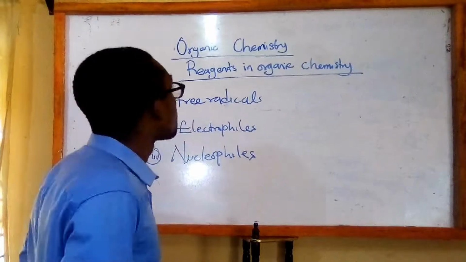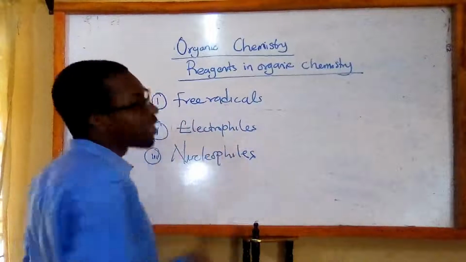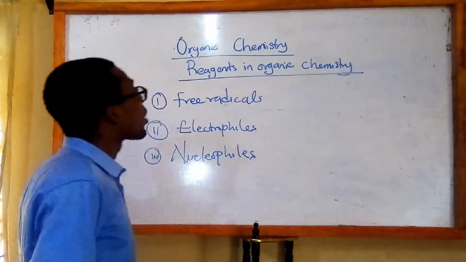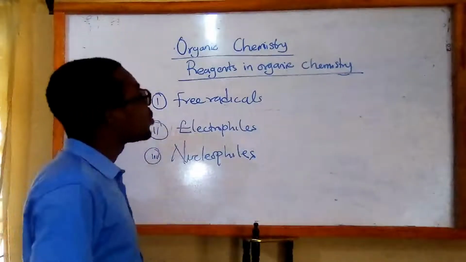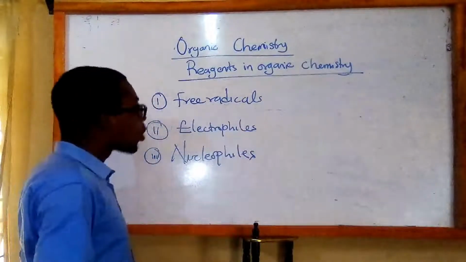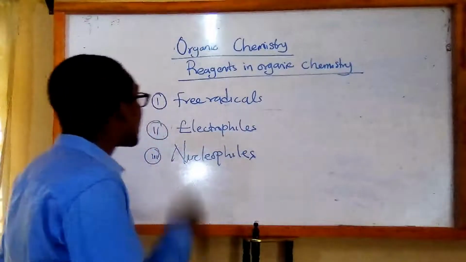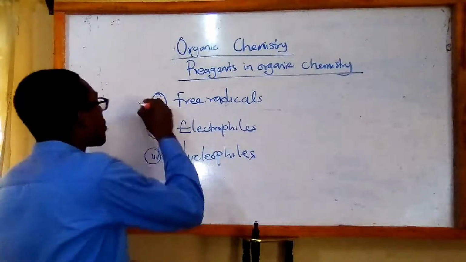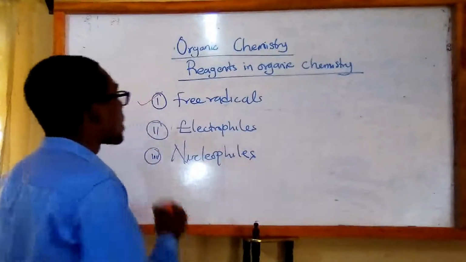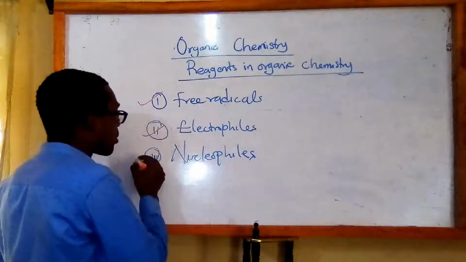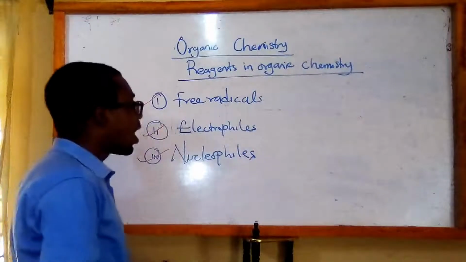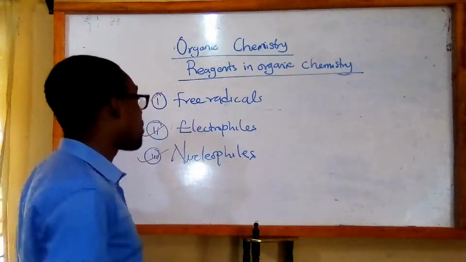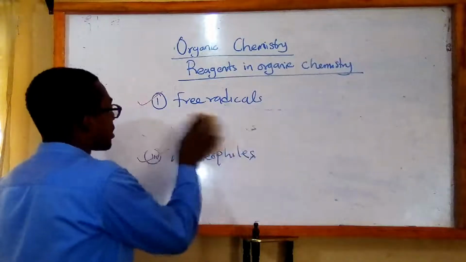Hello students, today we'll be looking at organic chemistry, which is the chemistry of carbon. We're looking at reagents in organic chemistry. There are three main reagents in organic chemistry. The first one is known as a free radical, the second is known as an electrophile, and the third is known as a nucleophile. And then we'll be explaining each and every one of them. Let us start with the free radicals.